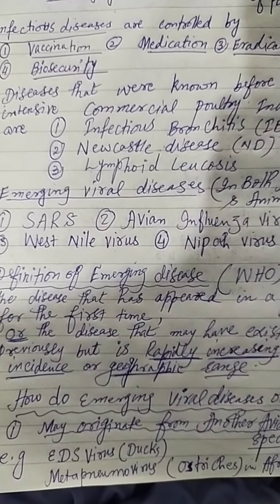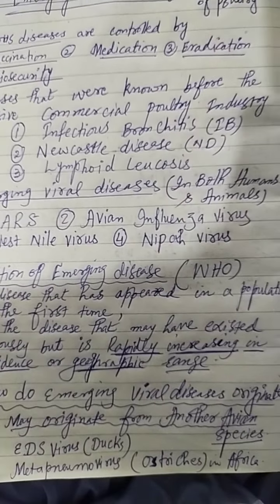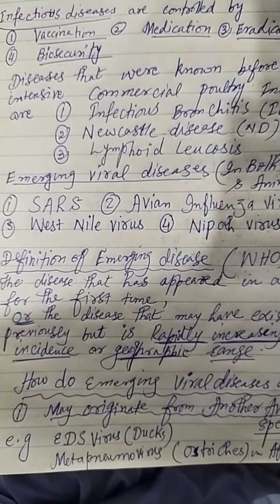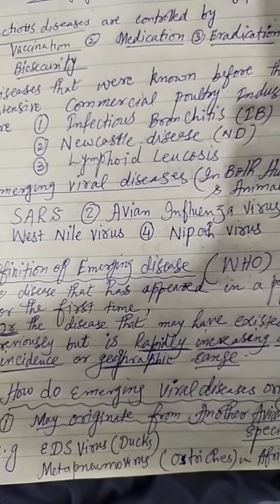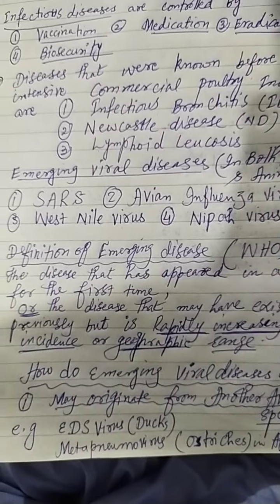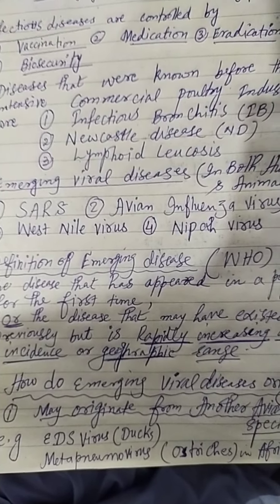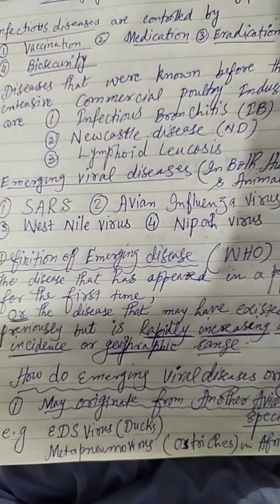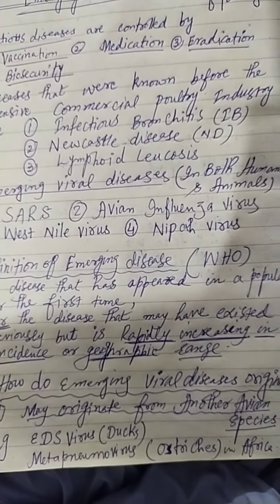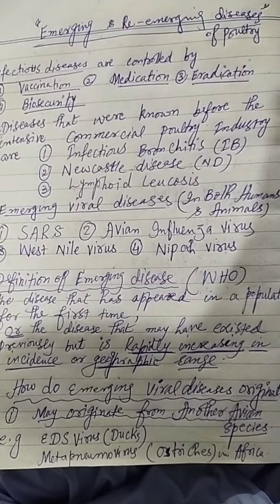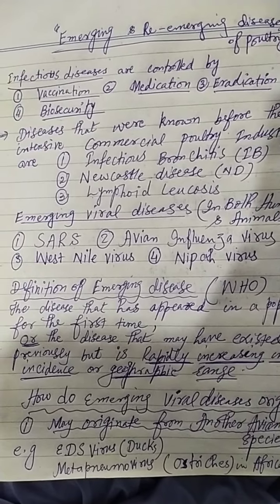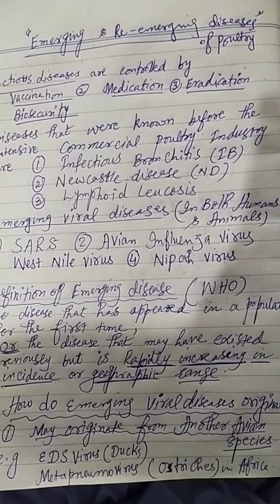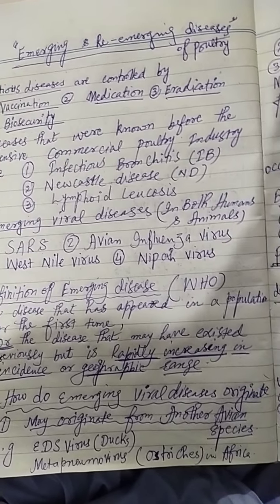The disease that has appeared in a population for the first time, or the disease that may have existed previously but is rapidly increasing in incidence or geographic range. That is called an emerging disease. How do emerging viral diseases originate?